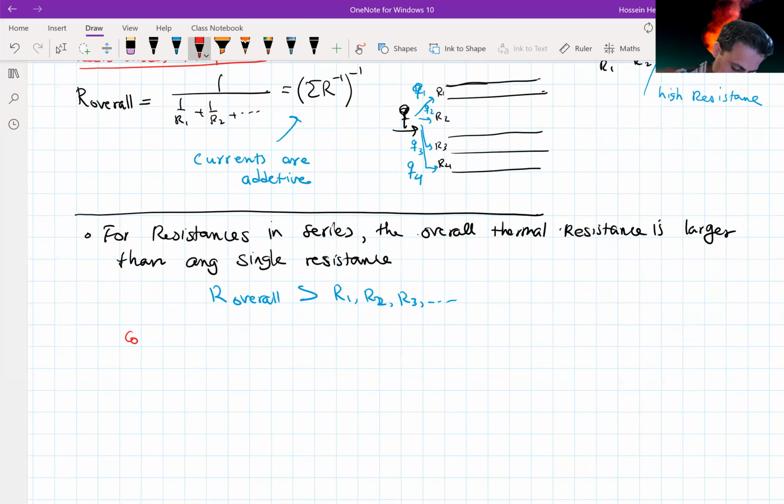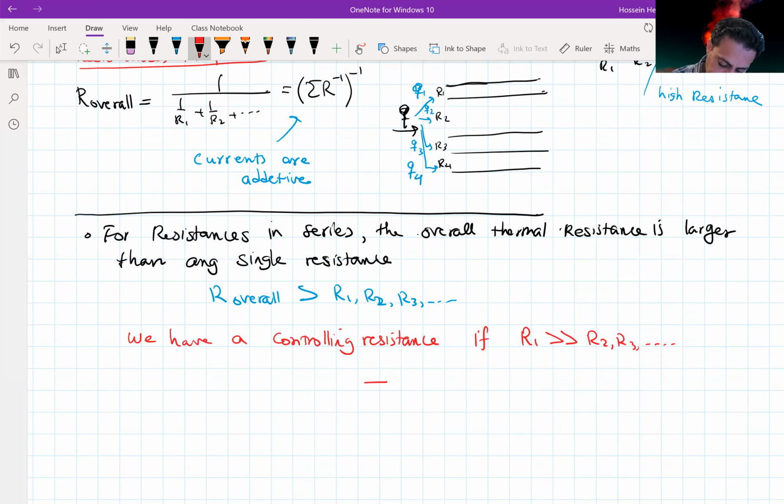So that's how we define a concept called controlling resistance. So assuming, let's say, R1 is much larger than any of them, then what you're going to see when you evaluate R overall is that it's going to be roughly equal to R1.